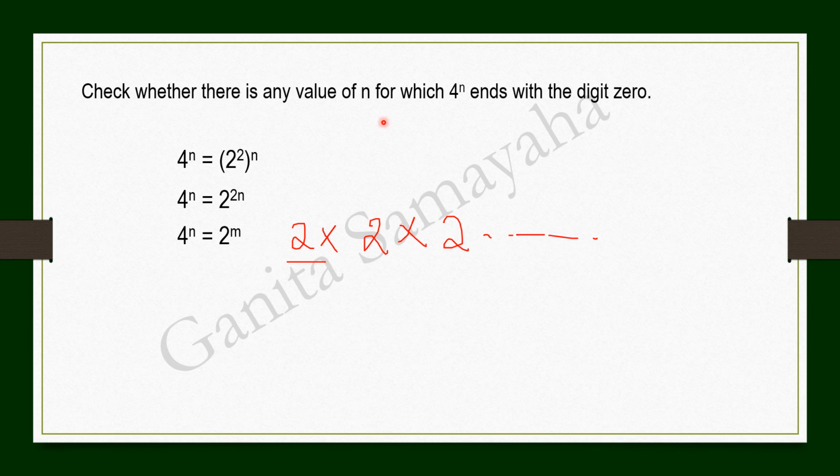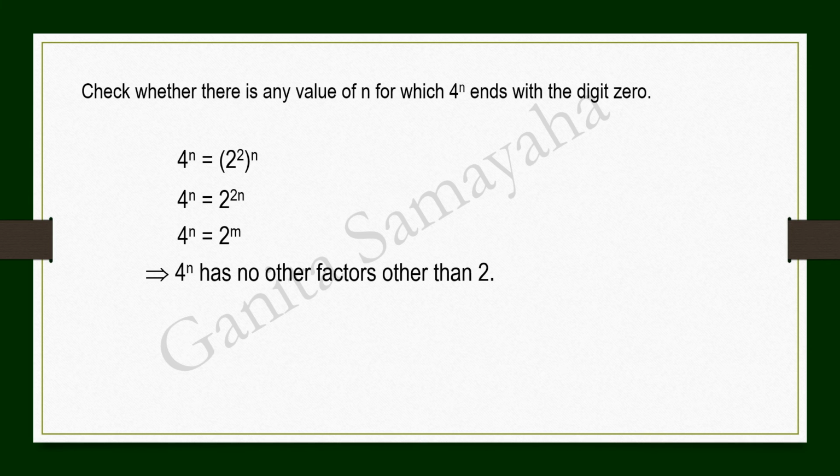So, for our number to end with 0, 5 should be a factor. We can very confidently say that 5 is not a factor. Why? We have learnt the fundamental theorem of arithmetic. It guarantees that other than 2, there are no other factors for 4 to the power n. Okay, children. So 4 to the power n equal to 2 to the power m implies that there is only one factor, that is 2. There is no other factor other than 2. That means 5 is not a factor.